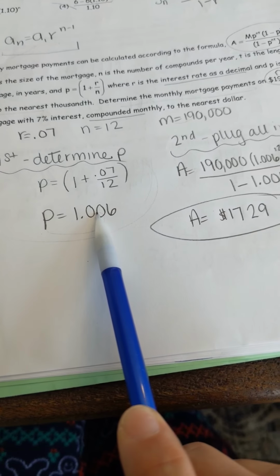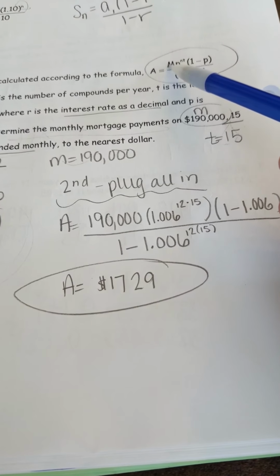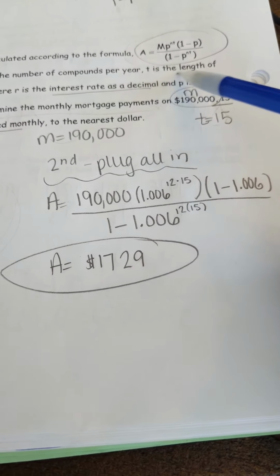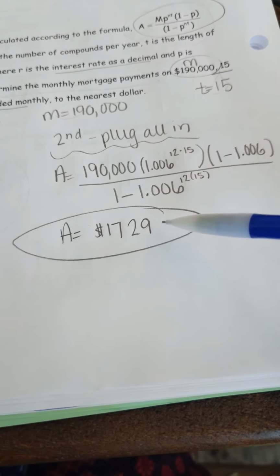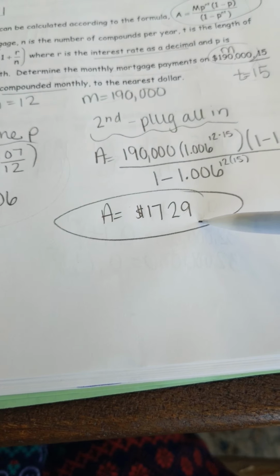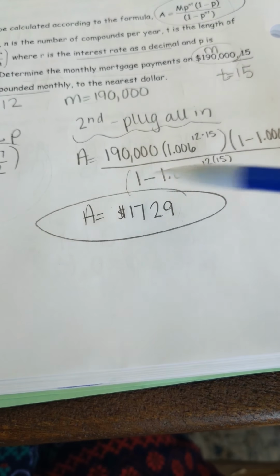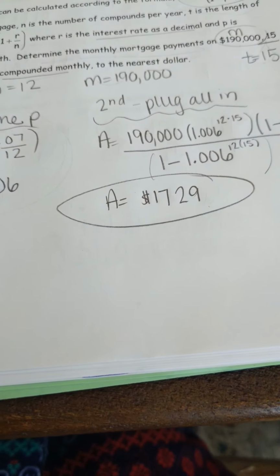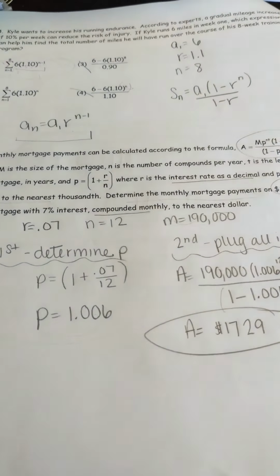There it is. Then take that, plug the M, the P, the N, and the T all into this crazy looking formula, just like so. Type it all into your calculator, making sure you have parentheses where they need to be. If you type it in all at once, that needs to all be in parentheses. You should get $1,729. Hopefully that helped a little bit.